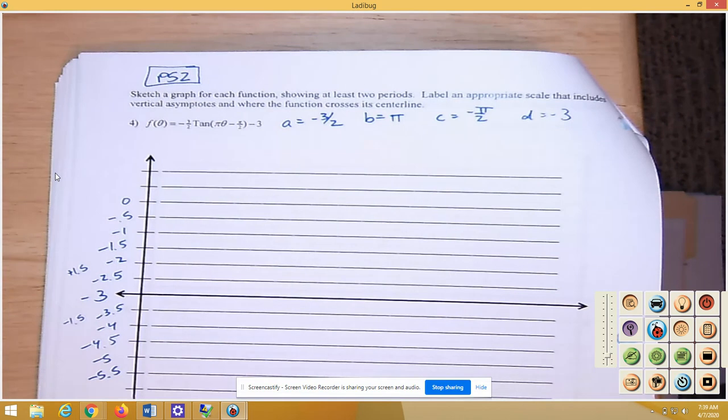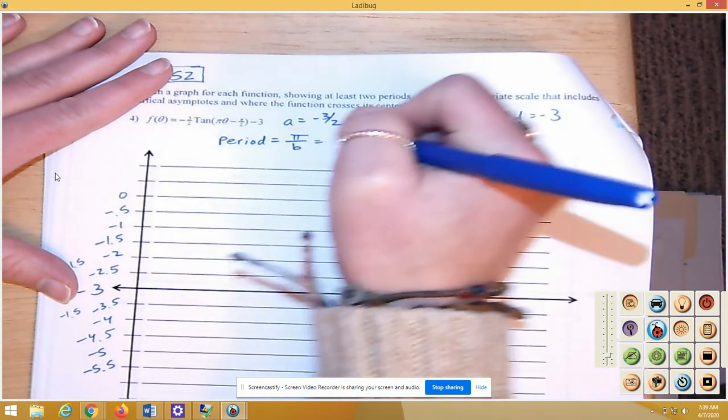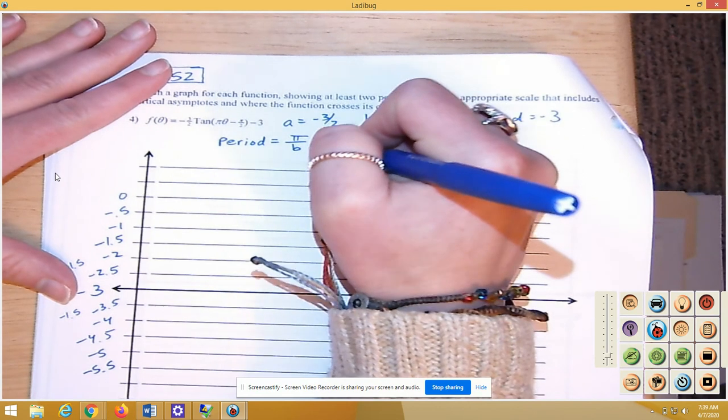All right, and then for a period, remember, for a transformed tangent graph, the period will be pi over b. So in this case, we're going to have pi over pi. So here the period is 1, okay, which means our interval will be 1/4. All right, so I'm going to use that to kind of go across. So this time I'm going to spread it out a little bit more.